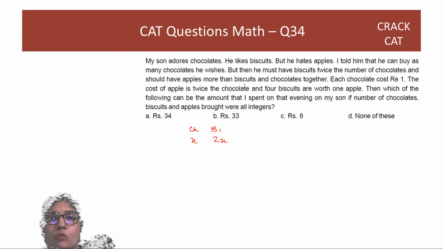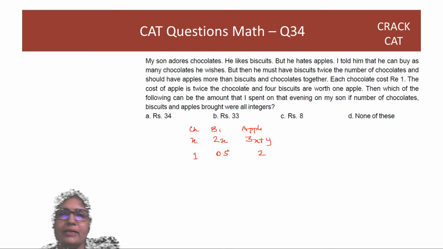And should have apples more than biscuits and chocolates together. मतलब उनसे ज़्यादा. So apples not equal to, more. So it will be 3x plus some extra. Each apple chocolate costs rupees 1. The cost of apple is twice the chocolate. And 4 biscuits are worth 1 apple. So this is 0.5, right?